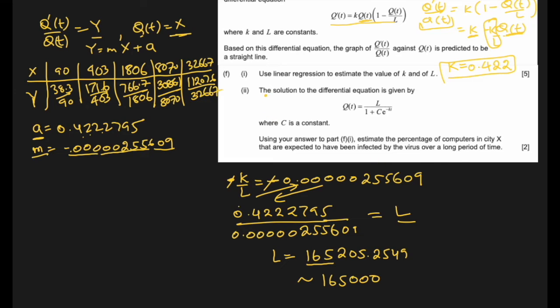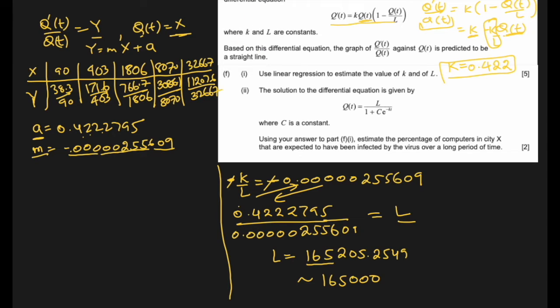All right, what is next? The solution of the differential equation is given by this, where C is a constant. Using your answer from part F1, the one where we got K and L, estimate the percentage of computers in city X that are expected to have been infected by the virus over a long period of time. That means time is infinity, we can say.